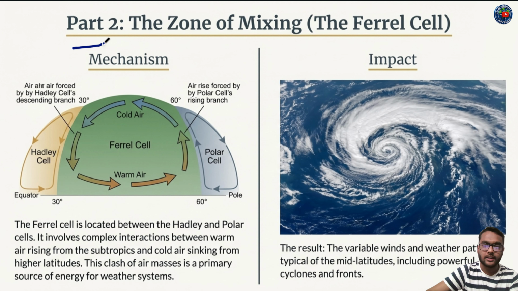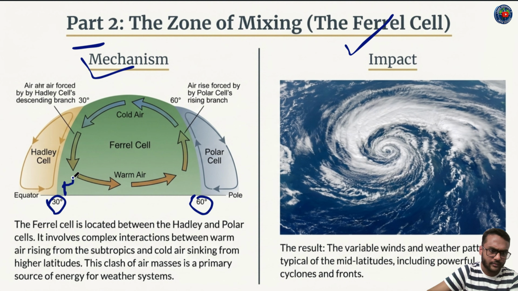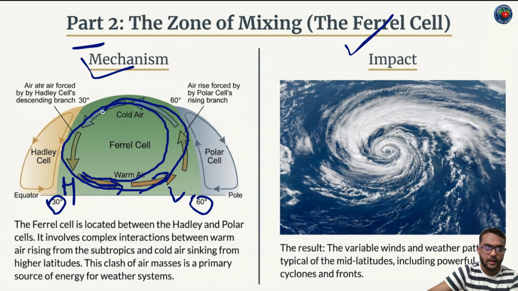Now, second, the Ferrel cell. The main mechanism is that it happens between 30° north and south latitude and 60° north and south latitude. In this region, this is the high pressure region, and this is the low pressure region. And always remember that air moves from high pressure to low pressure. This involves warm air, cold air, again warm air, again cold air. This is the process.